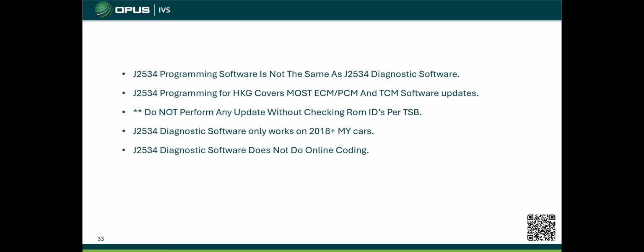Another thing to note here is that the J2534 software does not do any online variant coding. We'll get into that a little bit further down these slides, but the majority of the coding you're going to be doing with Hyundais and Kias is either on the service website, or if it's not there, you have to get the coding out of the module before replacing the module.